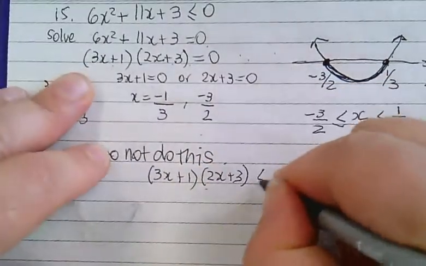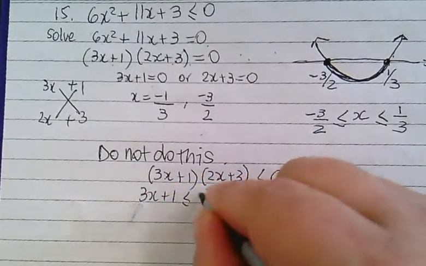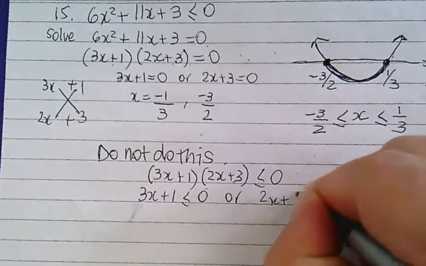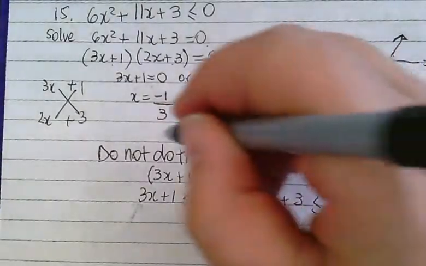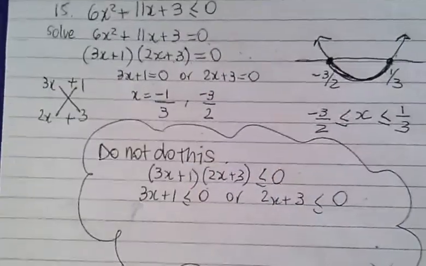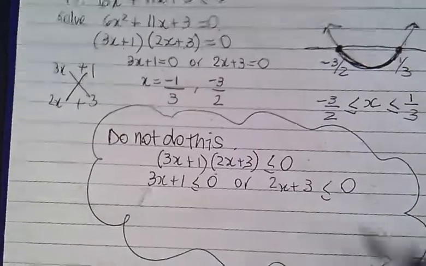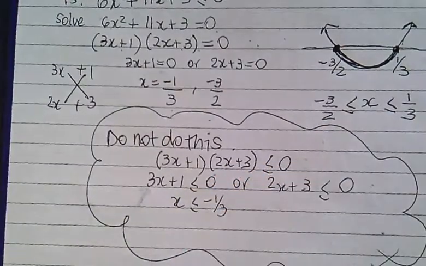You don't factorize it and keep it like that and go, oh, well, 3x plus 1 is less than or equal to 0, or 2x plus 3 is less than... You don't do that. Do not. No. I should actually put skull and crossbones with it. Do not do this. Right? So look. See this? Can you see that's wrong?